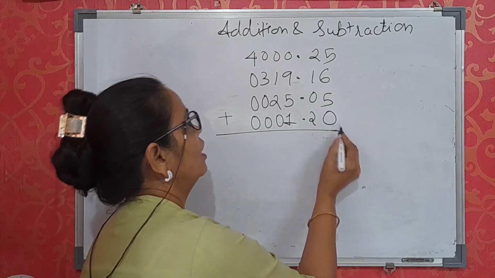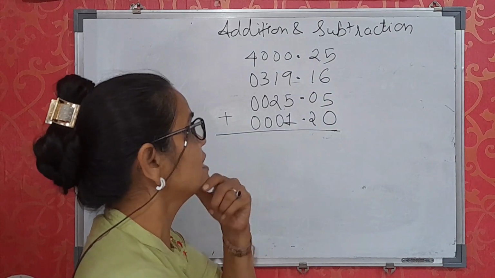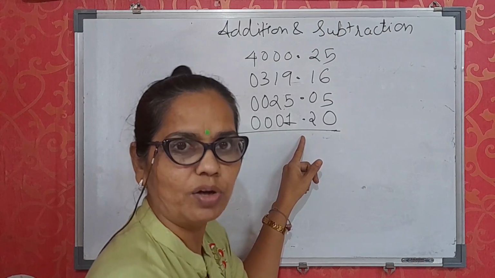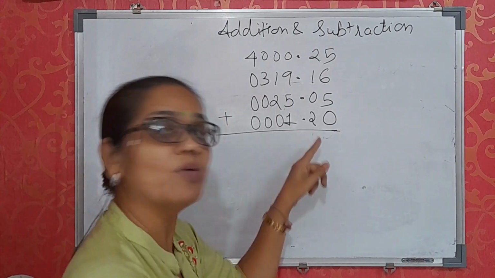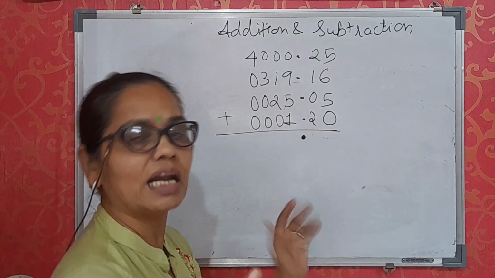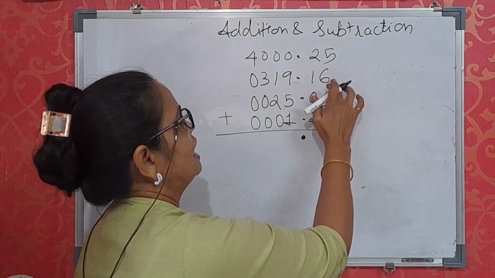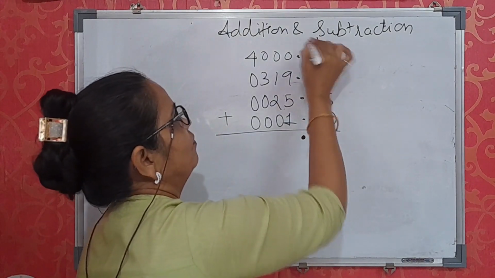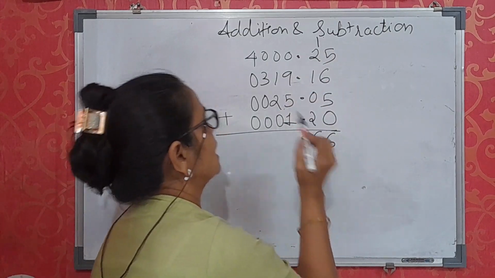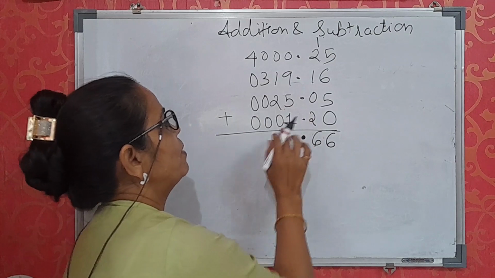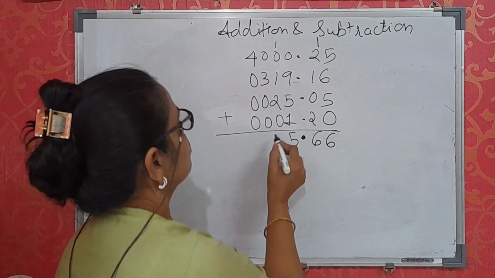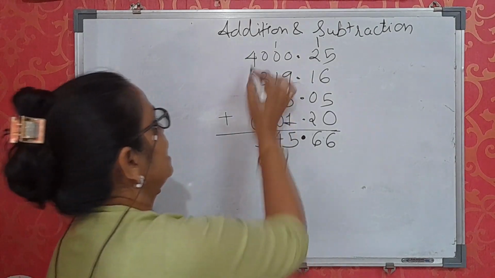Now here, children make a mistake: they do the addition but forget to put the decimal point. So first of all we will put the decimal point below the decimal point. Now you do the addition. 6 plus 5, 11, plus 5, 16. 1 carry forward, 1 plus 2, 3, plus 1, 4. 4 plus 2, 6. 9 plus 5, 14 plus 1, 15. 1 carry forward, 1 plus 1, 2, 2 plus 2, 4. And here 3, here 4.